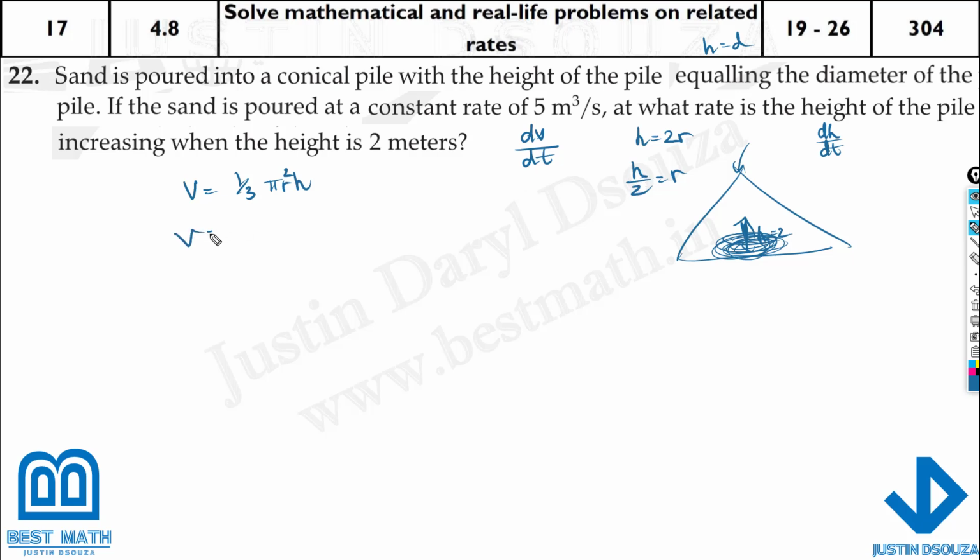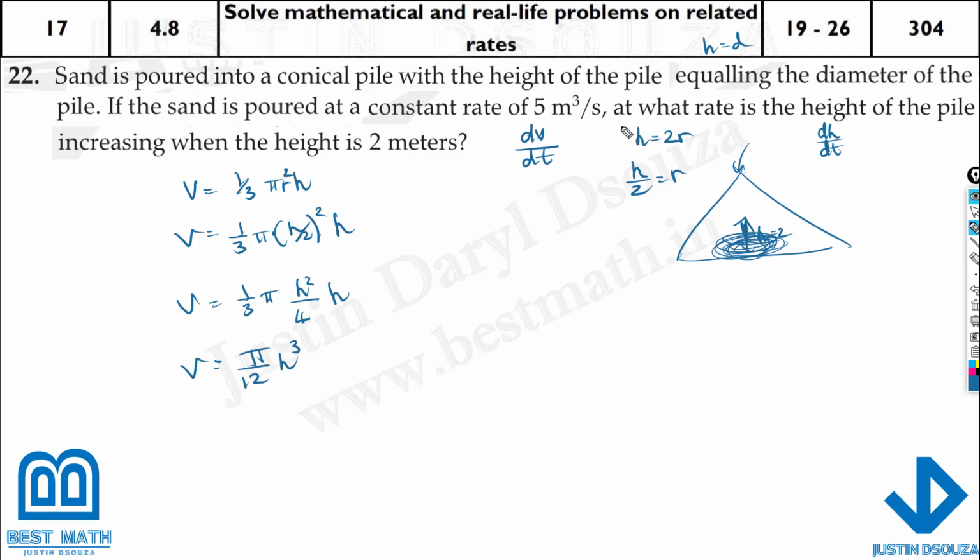Let's substitute everything over here. V is equal to 1 by 3 pi, r is basically h by 2 squared, times h. Now let's square this up. It'll be 1/3 pi h squared by 4 times h, the volume. Now I will simplify this. 3 times 4 is 12, so I'll write pi by 12. h times h squared is h cubed. So this is the reduced form of the equation.